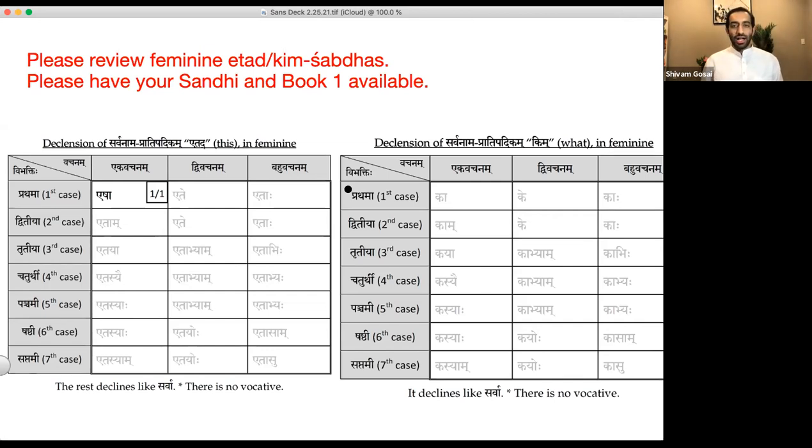Ka, ke, kaha, kam, ke, kaha. 3-1. Kaya, kabhyam, kabhihi. 4-1. Kasyai, kabhyam, kabhyah. 5-1. Kasyaha, kabhyam, kabhyah. 6-1. Kasyaha, kayoho, kasam. 7-1. Kasyam, kayoho, kasu.